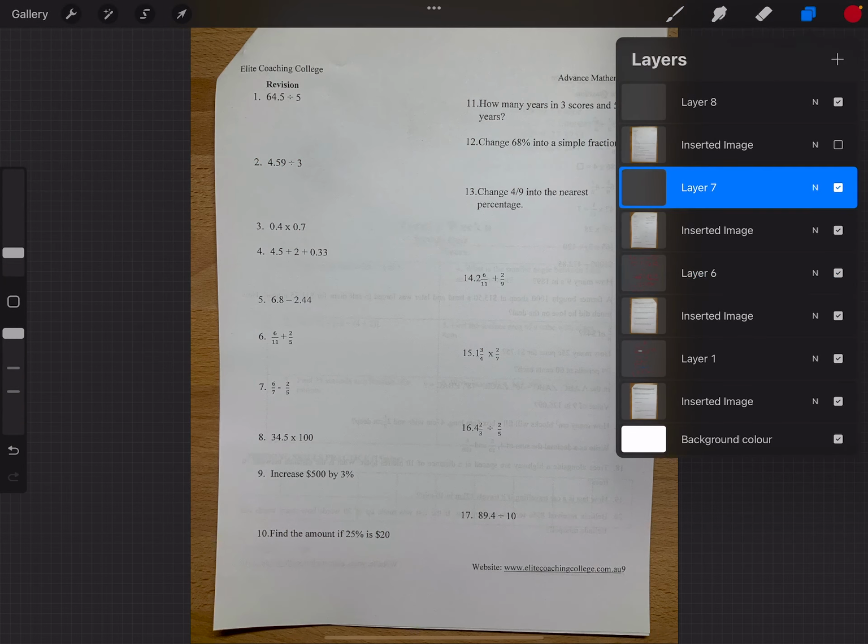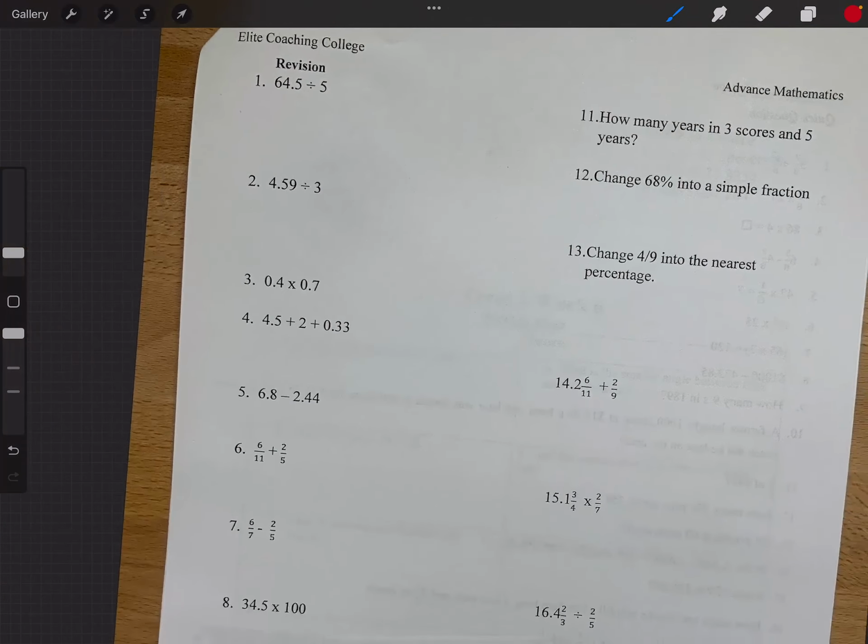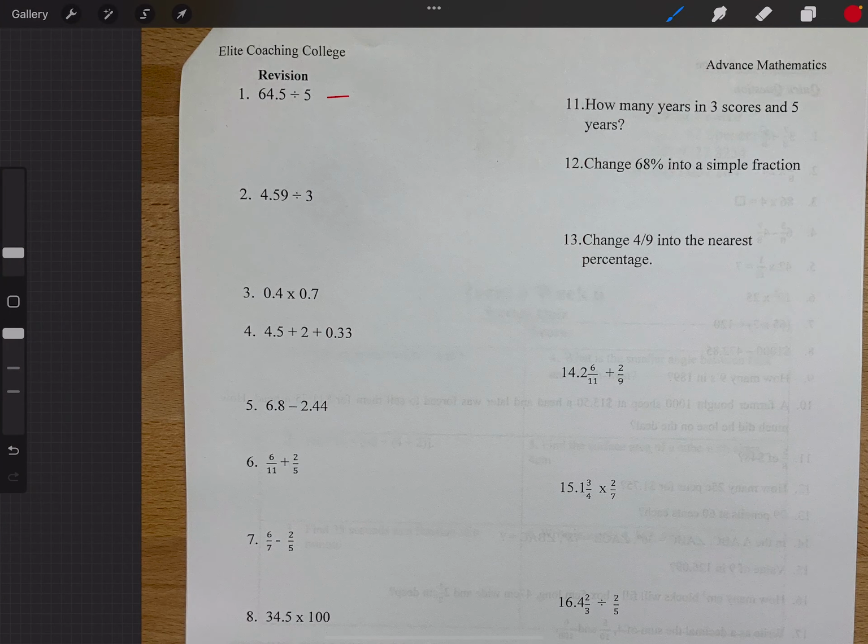Next question. Okay, these are revision. You can do that by yourself.